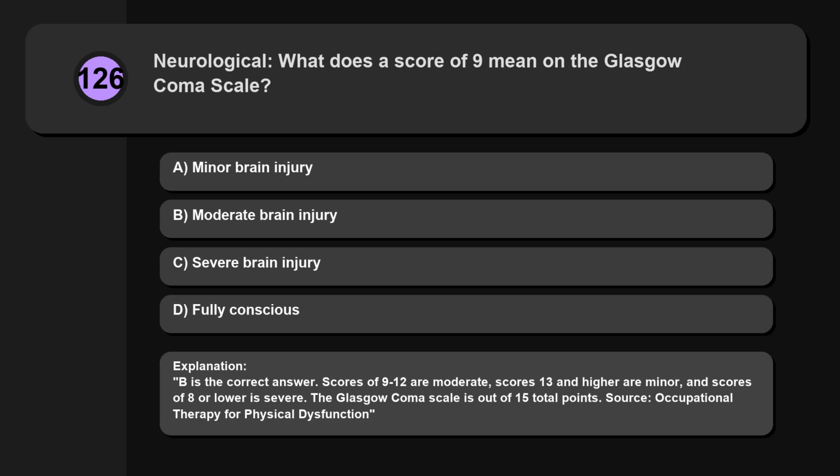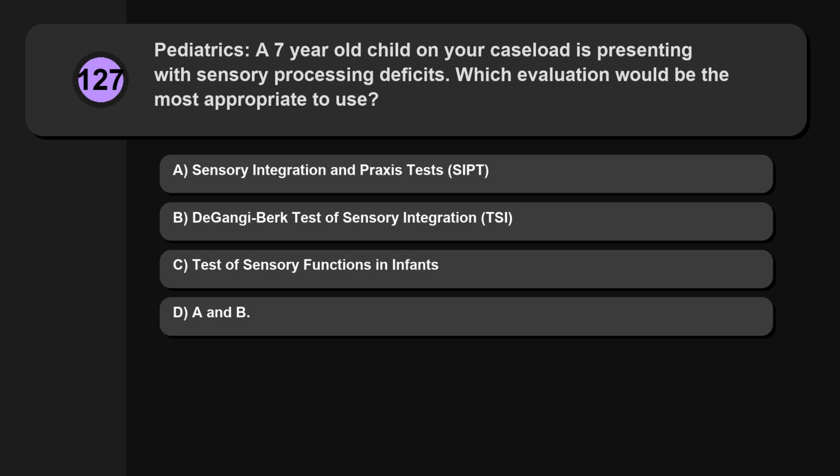Scores of 9 to 12 are moderate, scores 13 and higher are minor, and scores of 8 or lower are severe. The Glasgow Coma Scale is out of 15 total points. Source, Occupational Therapy for Physical Dysfunction. Question 127.